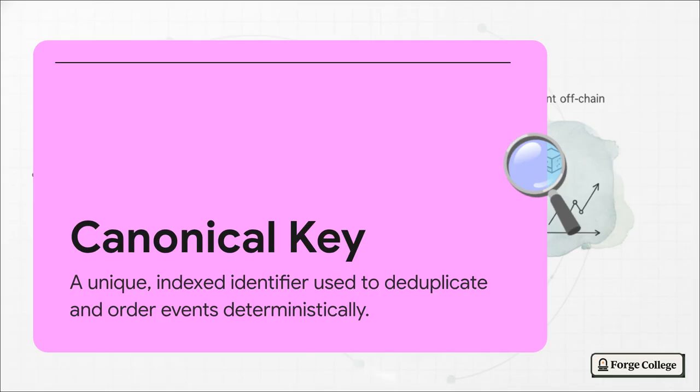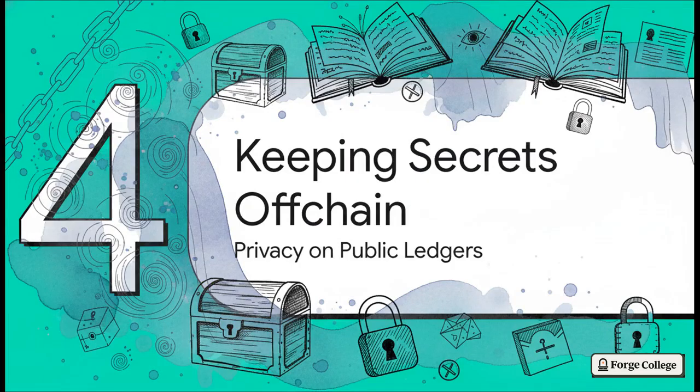If a reorg happens and they see an event with an ID they've already processed, they're like, oh, already got this one, and they know exactly how to handle it. It makes deduplication deterministic and totally stress-free. All right, Section 4, keeping secrets off-chain.